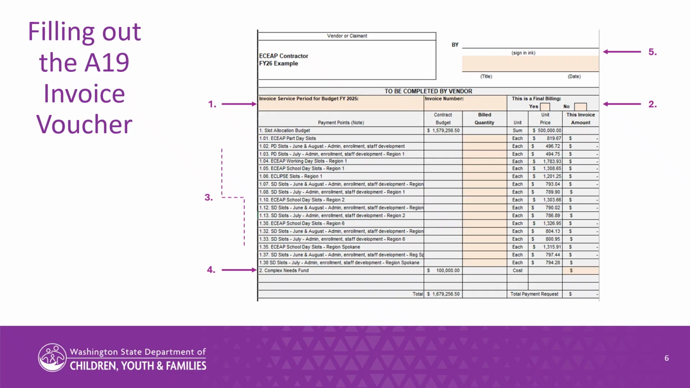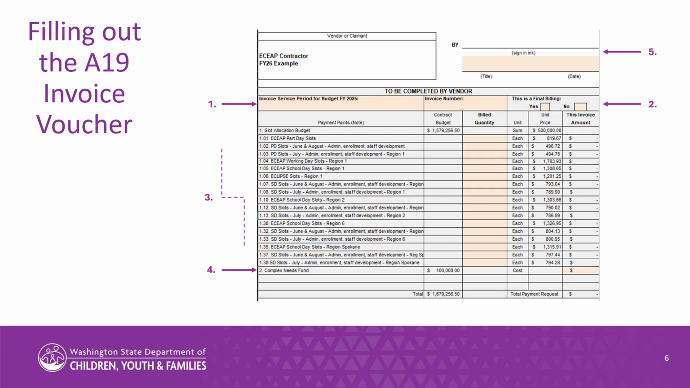Please do not combine multiple A-19 invoices into one PDF. Send separate individual emails for each month of service. Individual deliverable submissions should be mailed separately and not attached within an A-19 invoice. Sending individual emails helps DCYF not to overlook contractors' submissions.